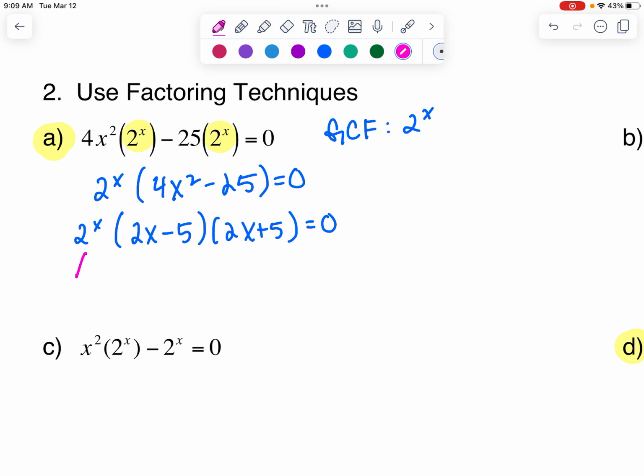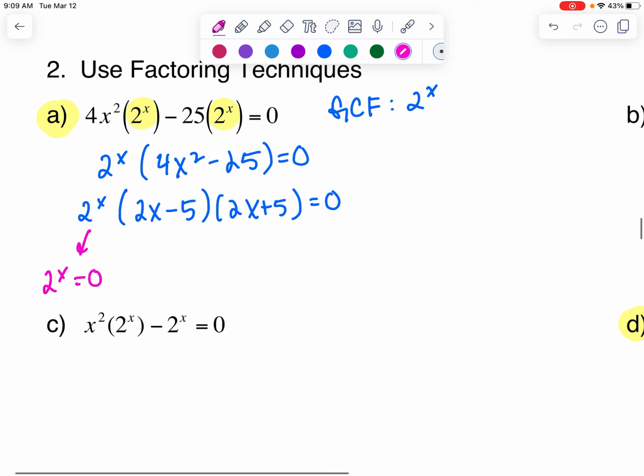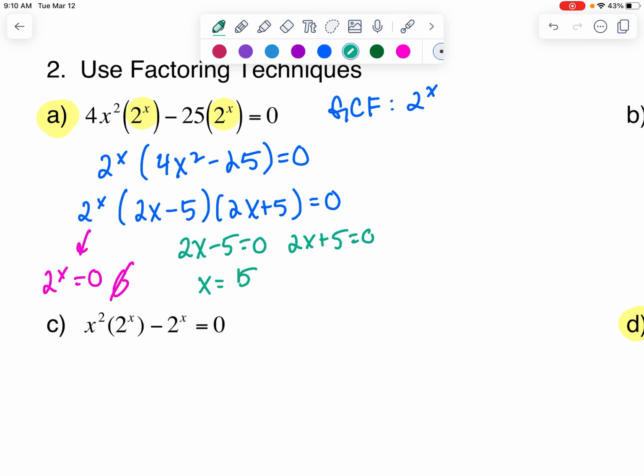If I were to rewrite 2 to the x power is equal to 0, right? There is no x value that would get us to equal 0. So this guy's actually going to be no solution. But we can look at the 2x minus 5 and the 2x plus 5. So 2x minus 5 is equal to 0, 2x plus 5 is equal to 0. x is equal to 5 halves, and x is equal to negative 5 halves. And those are our two solutions.